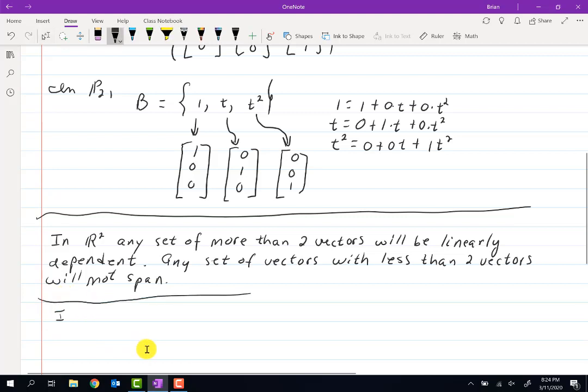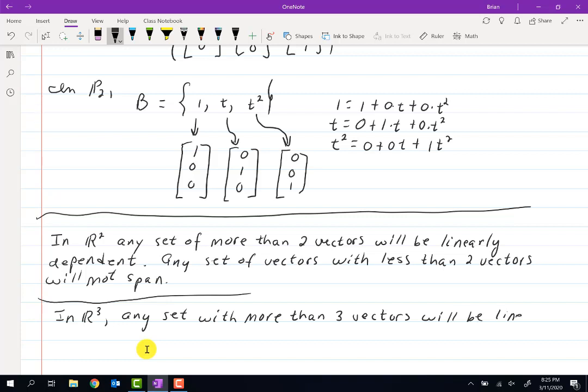Similar things happen for R3. In R3, any set with more than 3 vectors will be linearly dependent. Any set with less than 3 vectors will not span.